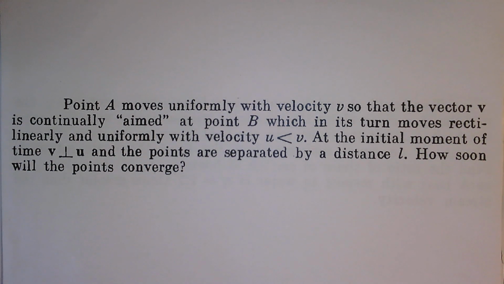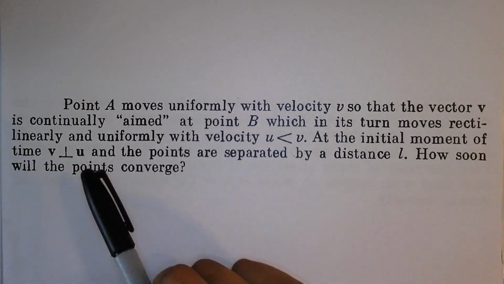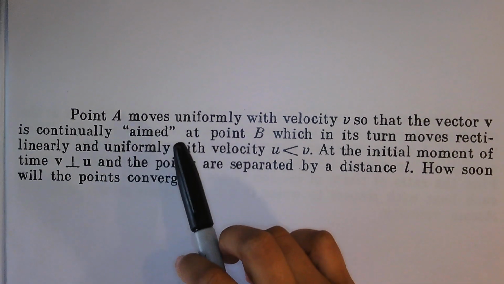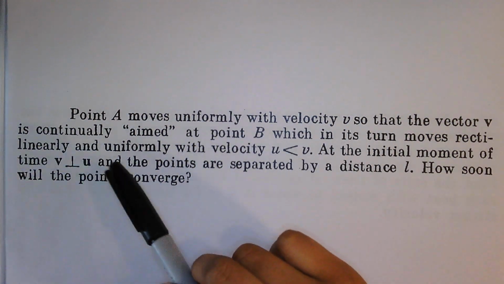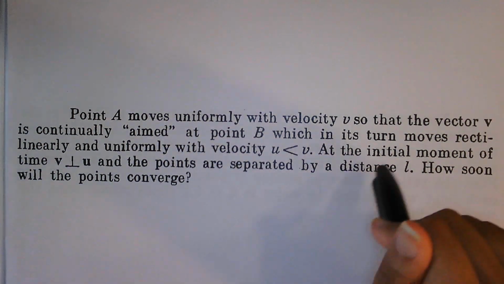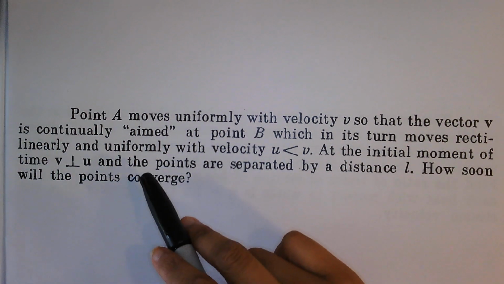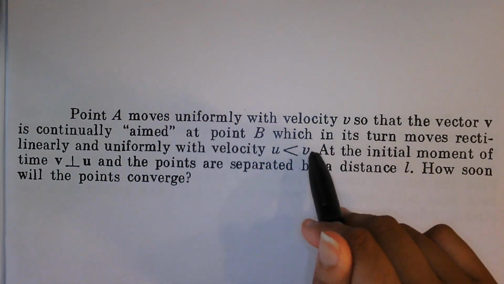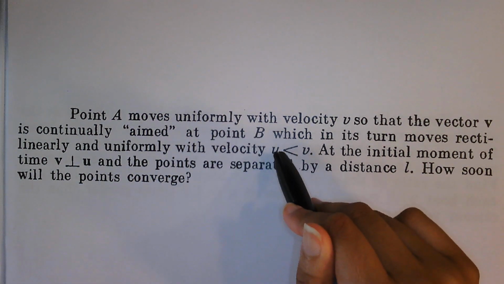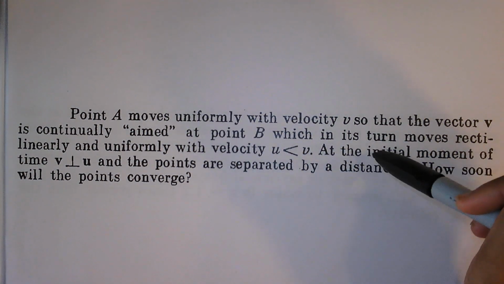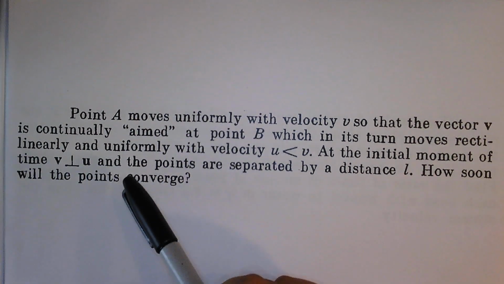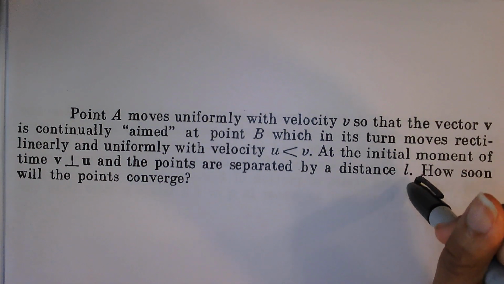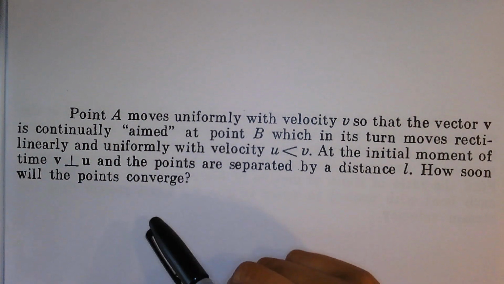Hello. In this video I'm going to be going through this problem here. So I'll first read it out to you. Point A moves uniformly with velocity v so that the vector v is continually aimed at point B, which in its turn moves rectilinearly and uniformly with velocity u, which is smaller than v, and these are velocity magnitudes. At the initial moment of time, vector v is perpendicular to vector u, and the points are separated by a distance L. How soon will the points converge?